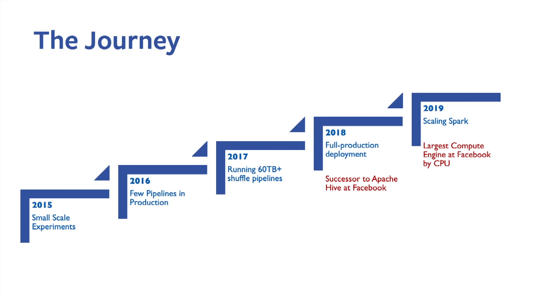Now, Spark has had a very humble beginning at Facebook. It started off 4 years ago as an experiment in 2015. And fast forward to today, in 2019, it's the biggest compute engine at Facebook by CPU. We run some of the world's largest Spark clusters. And we are doing complex analytics that span jobs ranging from hundreds of thousands of tasks, shuffling petabytes of data, running on tens of thousands of machines.